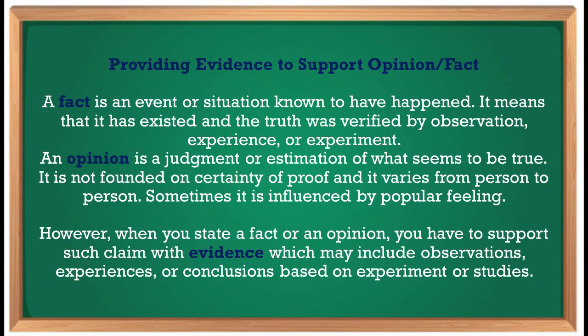A fact is an event or situation known to have happened. It means that it has existed and the truth was verified by observation, experience, or experiment. An opinion is a judgment or estimation of what seems to be true. It is not founded on certainty of proof and it varies from person to person. Sometimes, it is influenced by popular feeling.